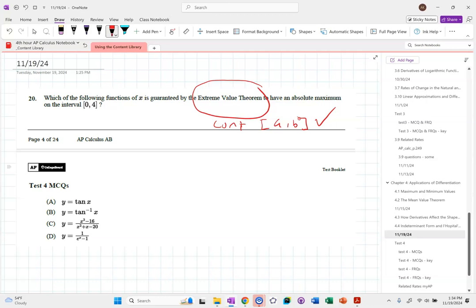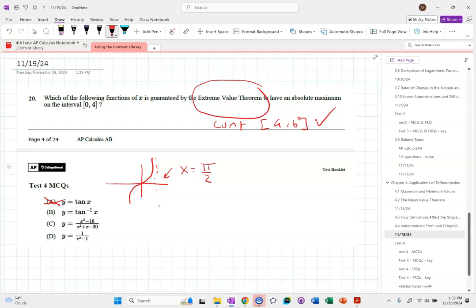So is tangent continuous from 0 to 4? No. Right? So if you think about what the graph of tangent looks like, it has a vertical asymptote, doesn't it? Where's that vertical asymptote? Pi over 2. So is pi over 2 between 0 and 4? Yeah. So this one's out because it's discontinuous on that interval. Okay, check the next one.